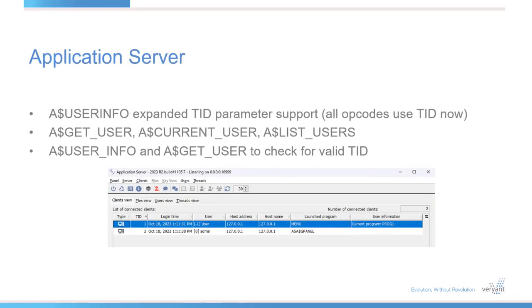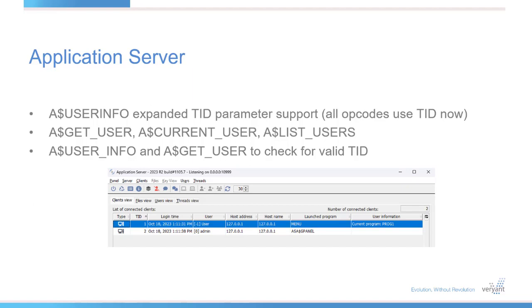There are several library routines specific to the application server, and they all start with $. One of these is $userinfo, and you can use this to set some custom information. This custom information displays, for instance, in the user information column of the application server panel, like you see on the screenshot. Now, $userinfo's clear opcode can now clear the custom information for a given thread ID instead of being limited to the current client's information.